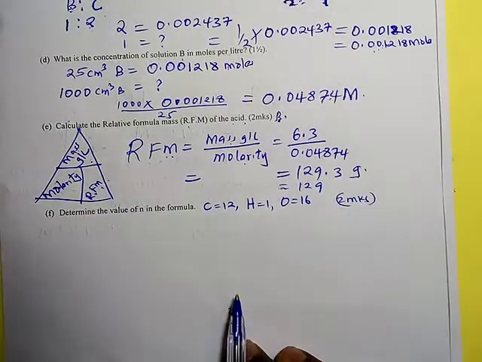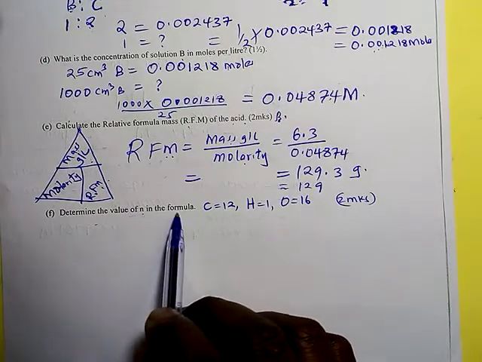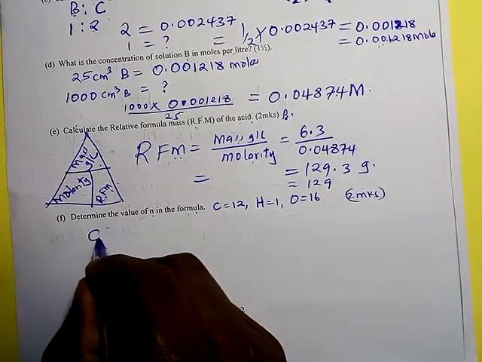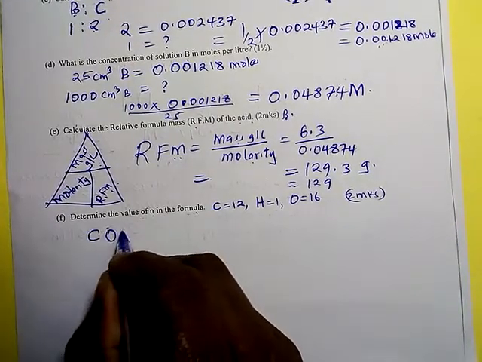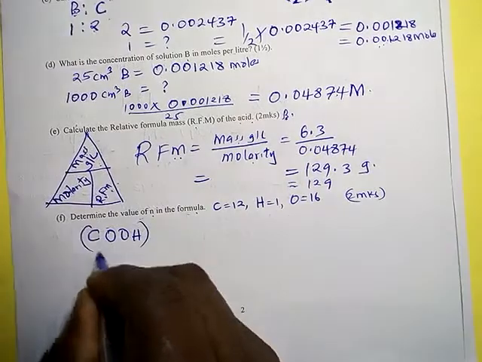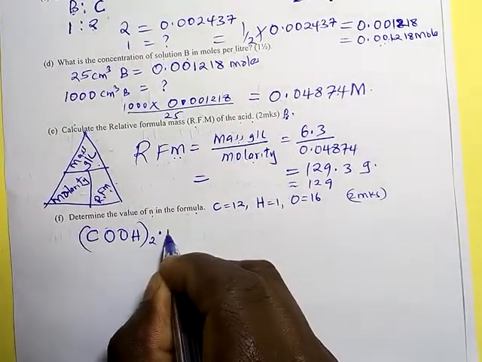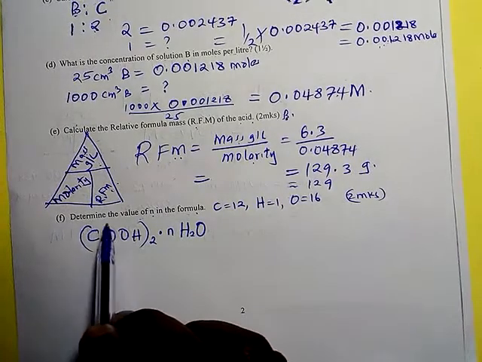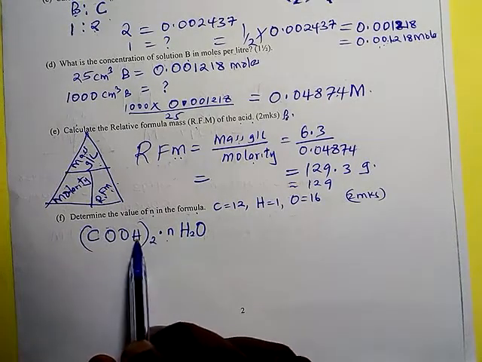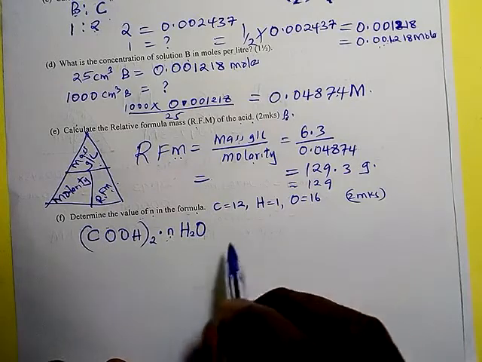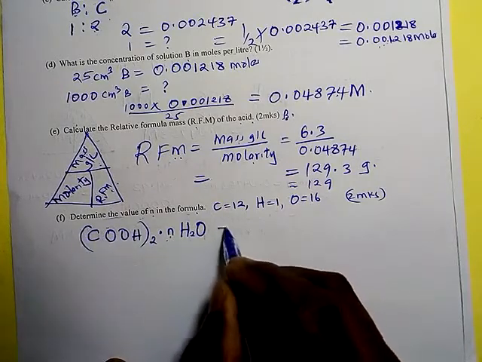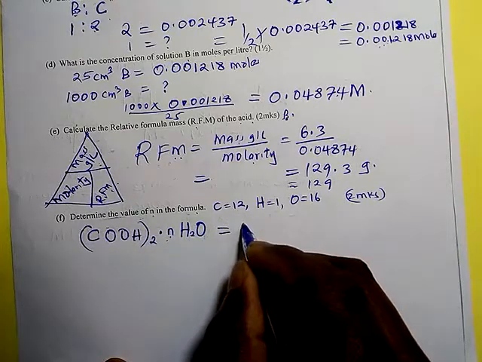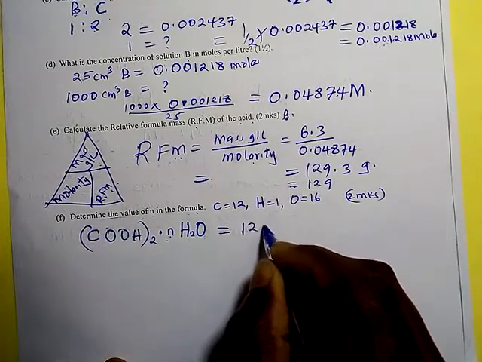Determine the value of n in the formula. Remember our formula was COOH 2.n waters. So this is the formula where we want to find the value of this n. But when everything is added here, the total will be the RFM. When you add everything here, you will get the RFM, which is 129.